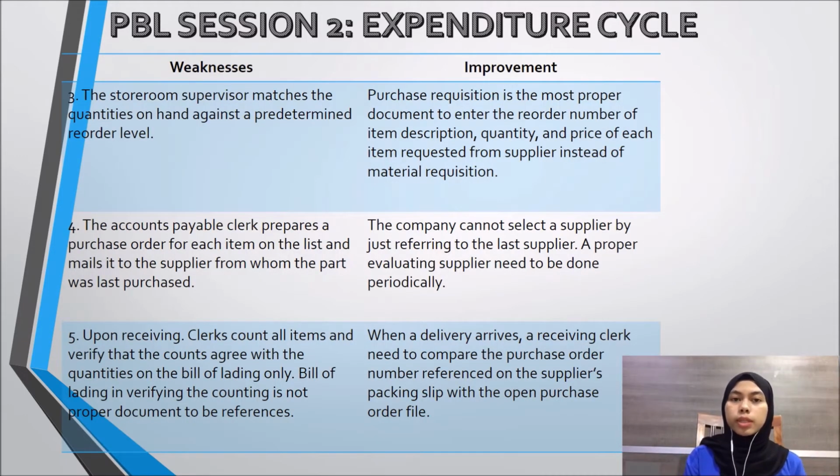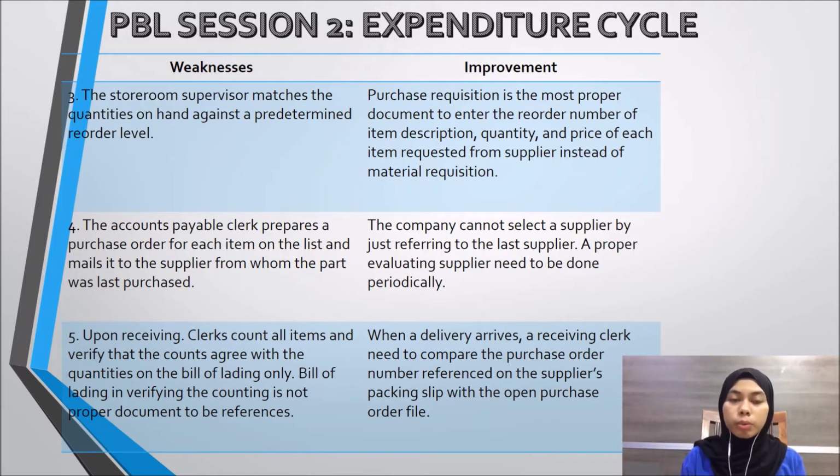The third weakness is the storeroom supervisor matches the quantity on hand against a predetermined reorder level. The supervisor enters the part number on the material requisition list that is sent to the accounts payable clerk. The improvement that can be made is by preparing a purchase requisition. Purchase requisition is the most proper document to enter the reorder number, item description, quantity and price of each item requested from supplier instead of material requisition.